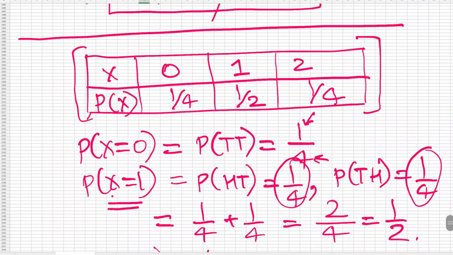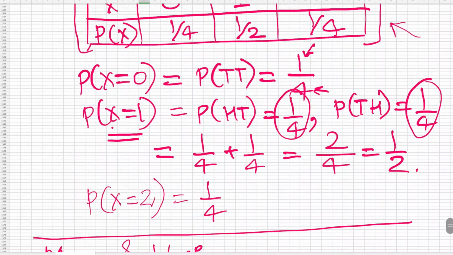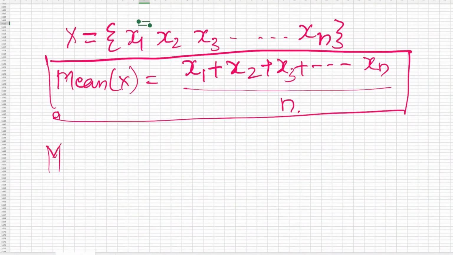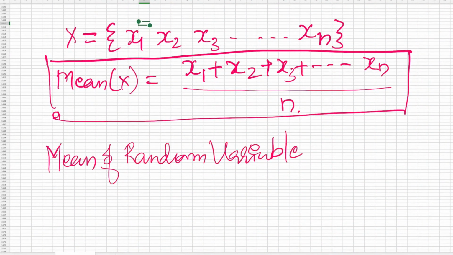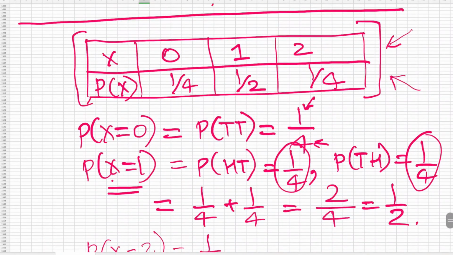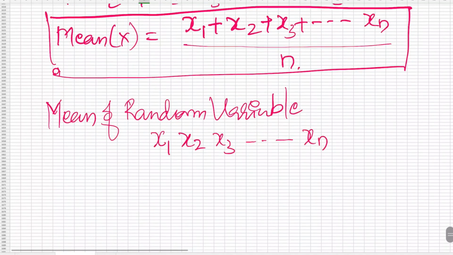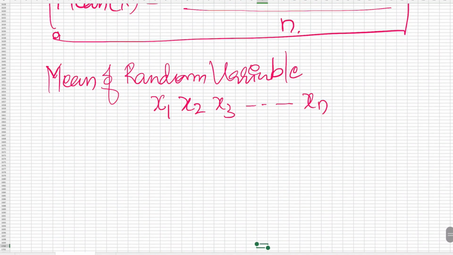But this time we have two different parameters in the data set. We have values of the random variable, and at the same time we have the probabilities of those values. So how do we calculate the mean of this random variable and its distribution? There is a formula. For example, we have different values of the random variable: x1, x2, x3, and there may be n values, till xn.